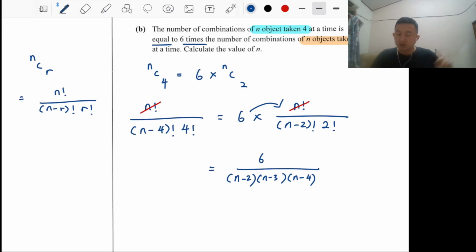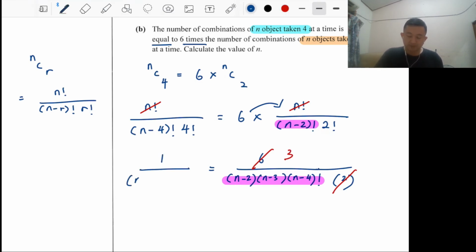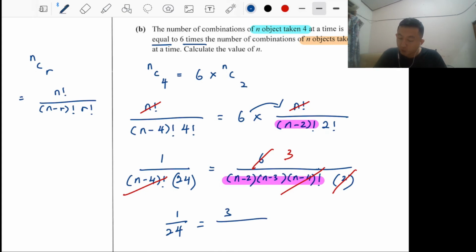So you continue with n minus 4. Then only you put a factorial. Then you stop here. So you're changing n minus 2 factorial into this. 2 factorial, it is 2. And you can cut it off. Become 3. Here is 1 on top. n minus 4 factorial over multiply with 24. Okay, then you cut. You cut n minus 4 factorial. In the end, you have 1 over 24 equals to 3 over n minus 2 n minus 3.